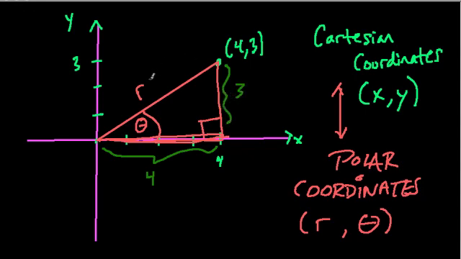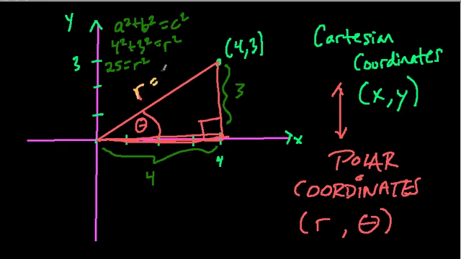So we can figure out this r. The Pythagorean theorem tells us that a squared plus b squared is c squared. In this case, 4 squared plus 3 squared equals r squared. 4 squared plus 3 squared is 25. That equals r squared, and r equals the square root of that. So r here is just the square root of 25. r is 5. And now we know how far we have to go to get to this point.